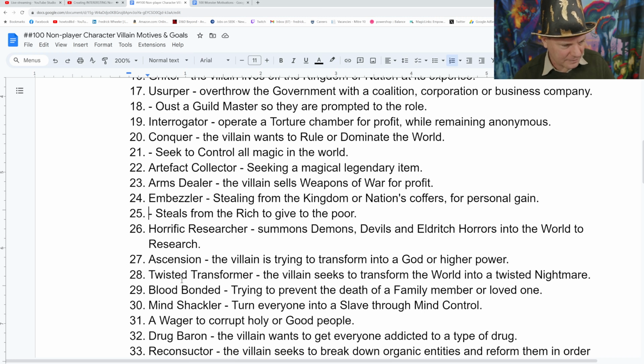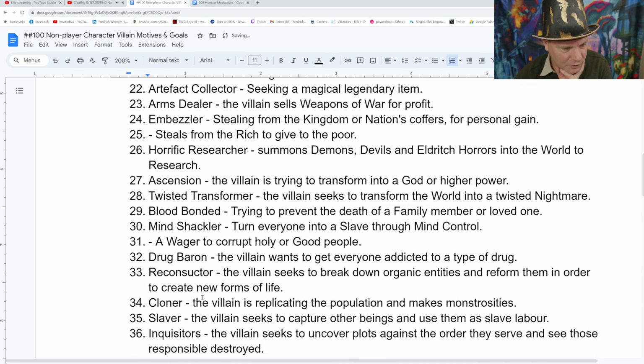Ascension. I think it is, yes. The villain is trying to transform into a god or higher power. Twisted Transformer. The villain seeks to transform the world into a twisted nightmare. Blood Bonded, trying to prevent the death of a family member or loved one. Mind Shackler, turn everyone into a slave through mind control. A wager to corrupt holy or good people. We don't have a tag name for that one.